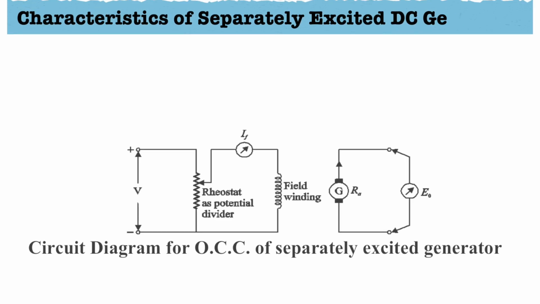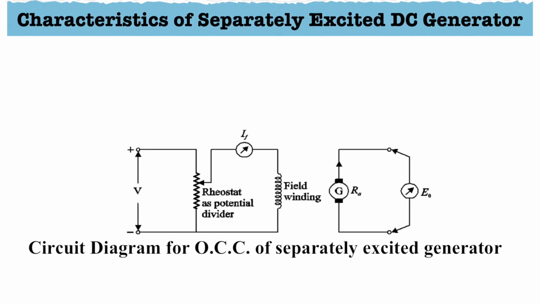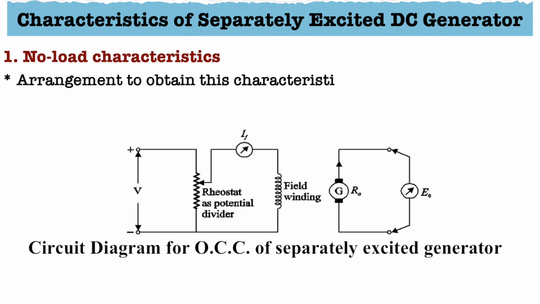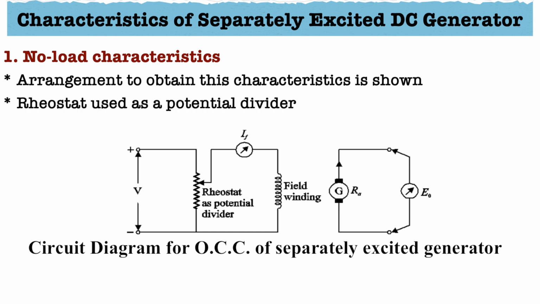Characteristics of separately excited DC generator. Let us see one by one for separately excited DC generator, then shunt, then series. Now, the no load characteristic for the separately excited DC generator is obtained by the circuit diagram which is shown. The rheostat acts as a potential divider and it is used to control the field current and the flux.